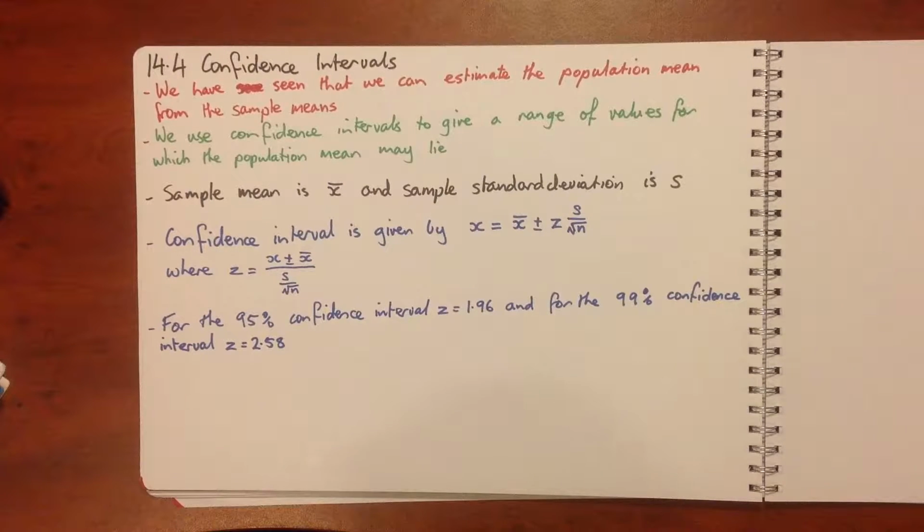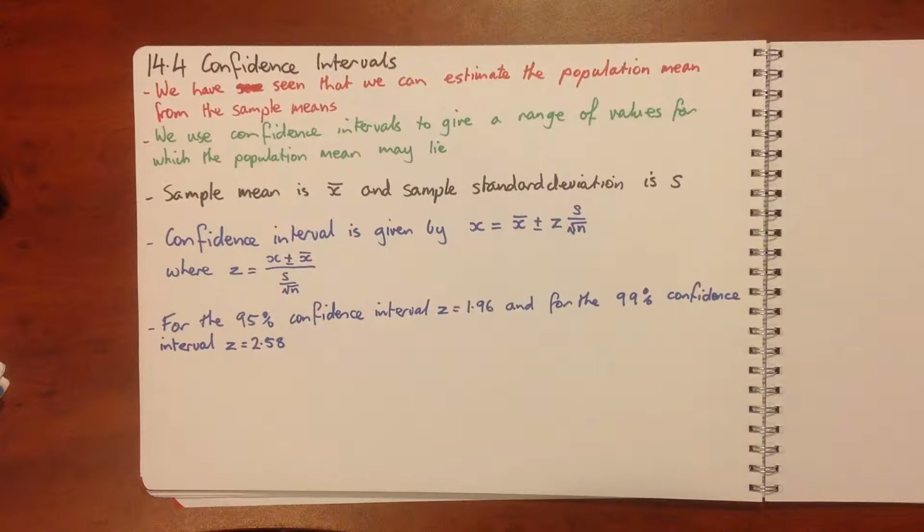Or we don't know if we need to take more samples or if our sample sizes need to be larger. What we can do though is use a confidence interval to give a range of values for which the population mean may lie. What that means is we can be a certain percentage sure that the mean is going to lie within these values.